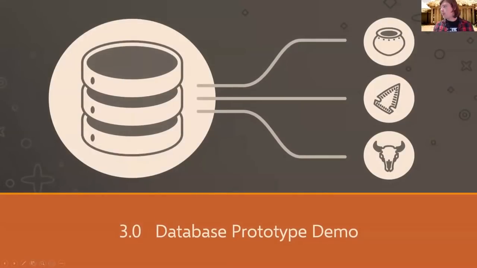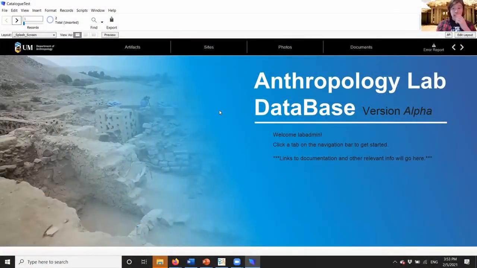So moving on now to a prototype. This is the main landing page for the database. As you can see at the top here, we have four different buttons. These lead to four different layouts that contain information on different objects relevant to our collections. First, we have one on the artifacts themselves, on the sites from which these artifacts came, photographs of these artifacts, and documentation related to these sites and to the artifacts.